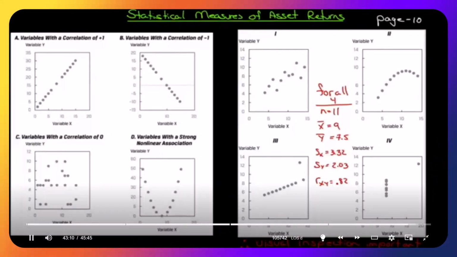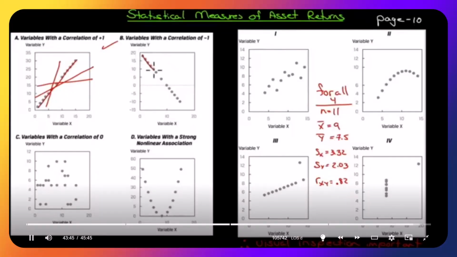Okay, let's look at our first chart on this side of the screen here. Variables with a correlation of +1. Notice that it is a straight line. That has a correlation of 1. This has a correlation of 1. It does not have to be a 45-degree angle. It could be an increase of 3 units of x for every 1 unit increase in y. It could be an increase of 0.001 units of x for every 1 unit increase in y, as long as they're moving in the same direction.